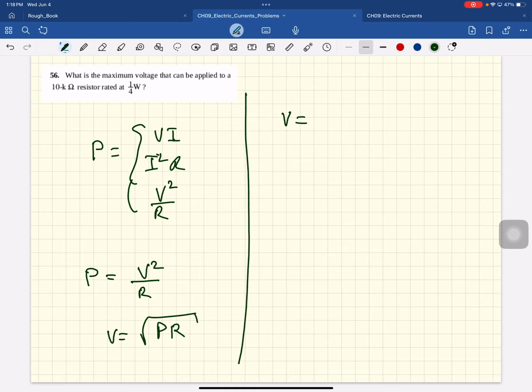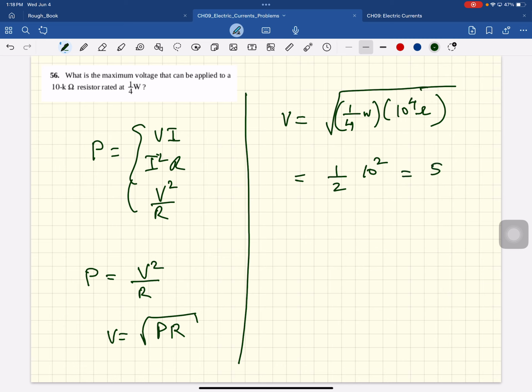So the voltage you can apply is 1/4 watts times resistor is 10 to the power 4 ohms. So square root of 1/4 is a half, square root of 10 to the 4 is 10 square, so 50 volts. So you apply more than 50 volts and that thing will burn up.